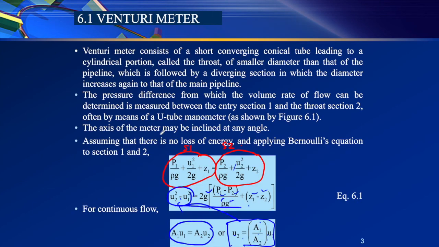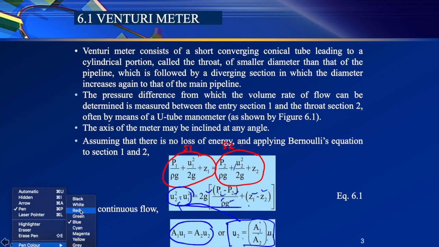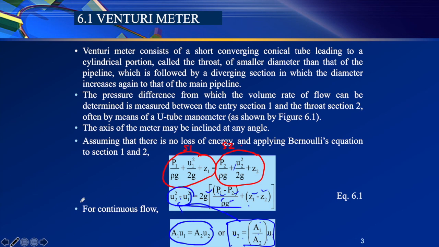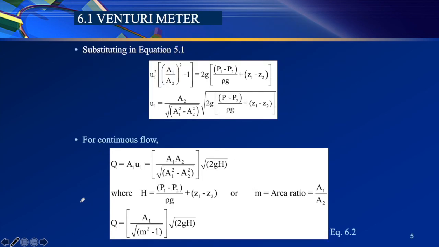From this equation, because you already substituted and rearranged, you will get U1 square times (A1 over A2 square minus 1) equals 2g times (P1 minus P2 over rho g plus Z1 minus Z2). Then bring all these terms over because you want to make U1 the subject. You want the equation for U1, so you rearrange the equation, and therefore U1 is equal to this. Please rearrange this equation and you will get this.